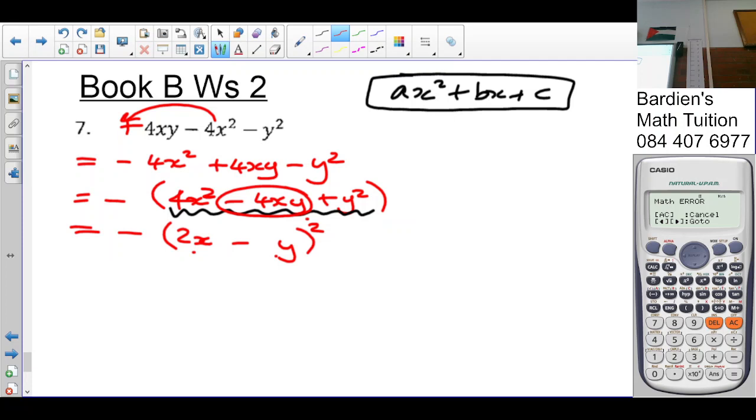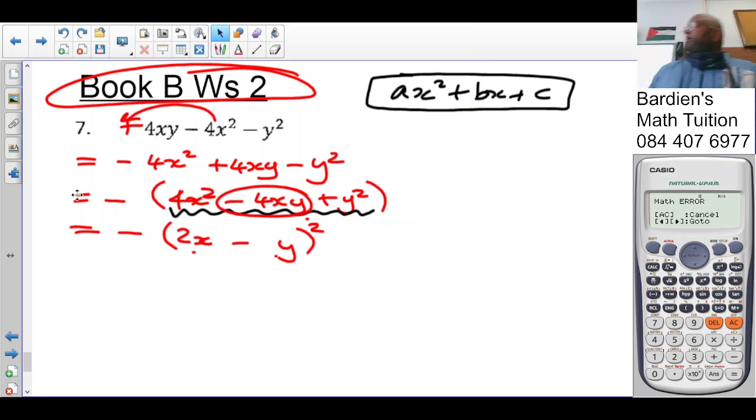Understand? So for our homework, I want you guys to do the whole of book B, worksheet 2. Including the sums you got wrong, and including the odd numbers, so that you can practice at the same time. Are you guys okay with that? Everything. Okay. So worksheet 2, book B, it's the whole worksheet. You redo the whole worksheet. If I say the whole worksheet, then it's odd and even. Otherwise, I would have said even only.